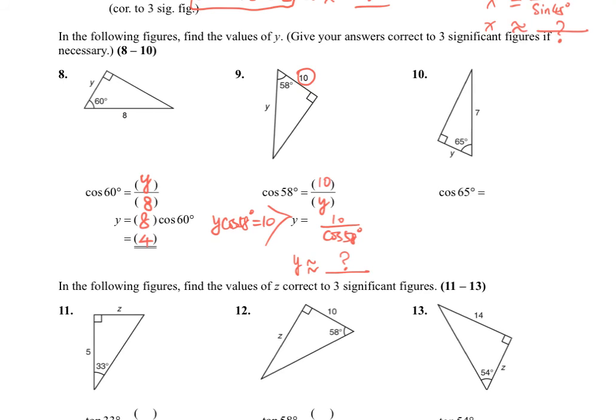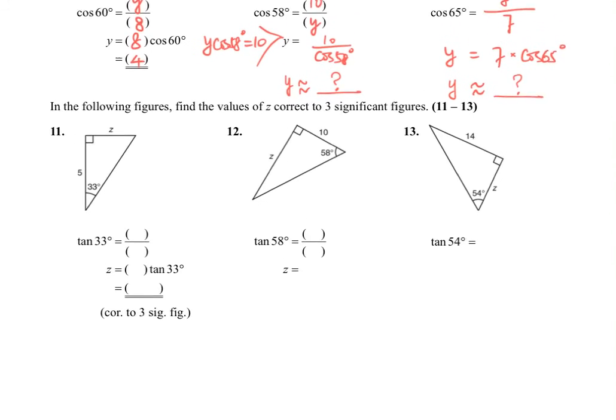Here for cosine 65, the adjacent side of cos 65 degrees is y, over hypotenuse, which is 7. Therefore, y equals 7 times cosine 65 degree. So y approximates to, using the calculator to get the final answer. And now, look at question 11.